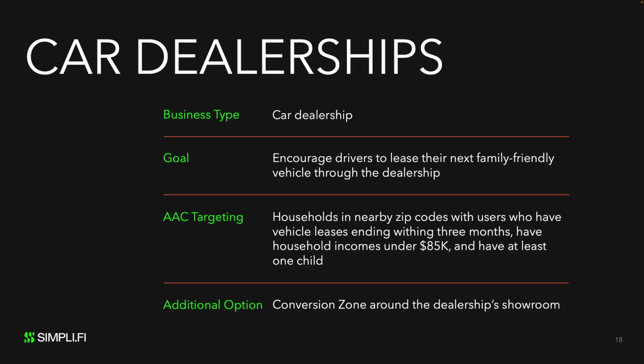Here's a car dealership whose goal is to encourage drivers to lease a family-friendly vehicle. Using the AAC tool, we can create an audience of nearby households with users who have vehicle leases ending in the next 90 days, have a specific household income, maybe it's high, maybe it's low, depending on the cost of the vehicle, and have, say, at least one child. And of course, a conversion zone around their showroom would be in order.